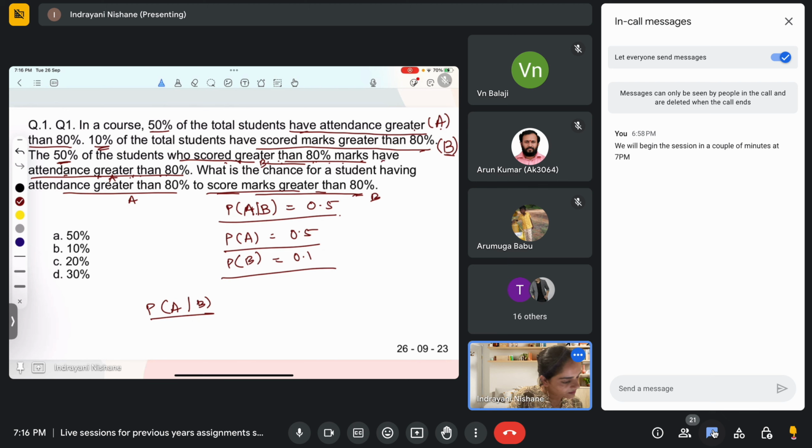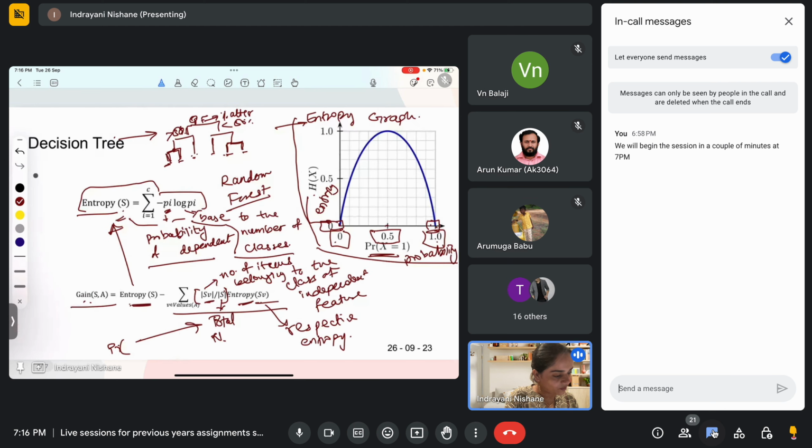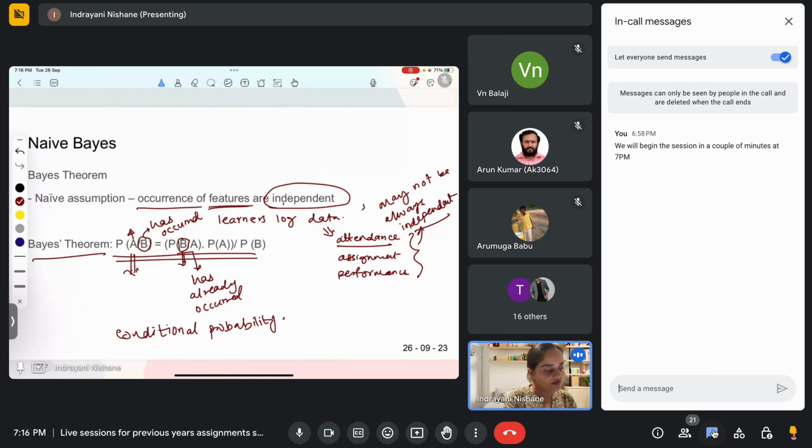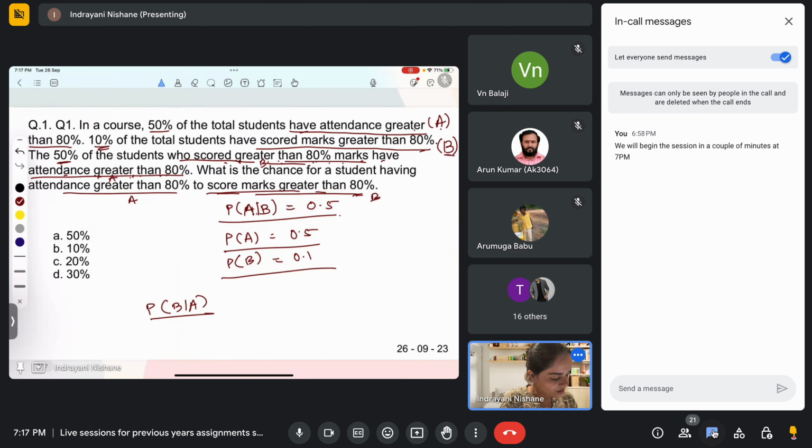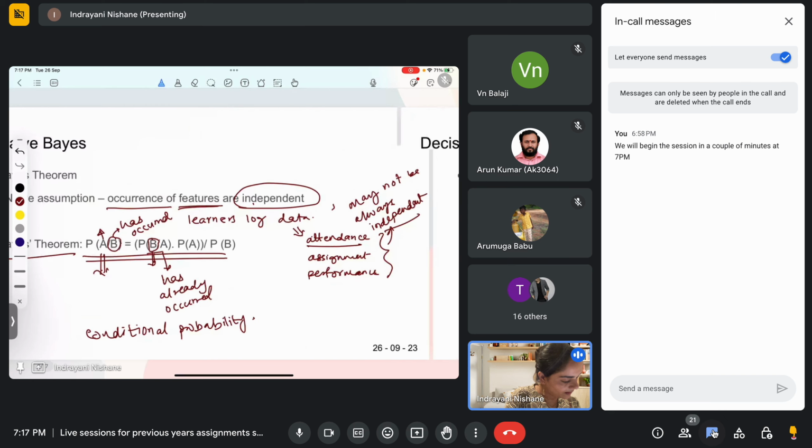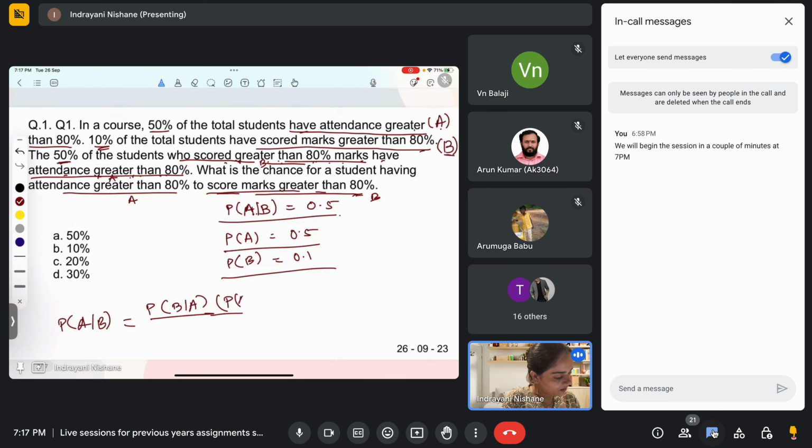And probability A. Does it make sense now? Probability of attendance having 80% and for them to have score greater than 80%, so B by A. So now let us go back to the formula. What does the formula say? Probability of A by B is equal to probability of B by A into probability of A divided by probability of B. So let me write down here, A by B is this into probability of B by A, A by probability of B.